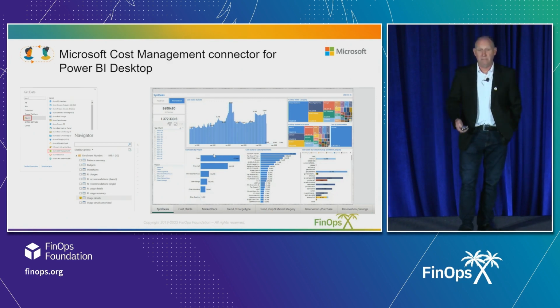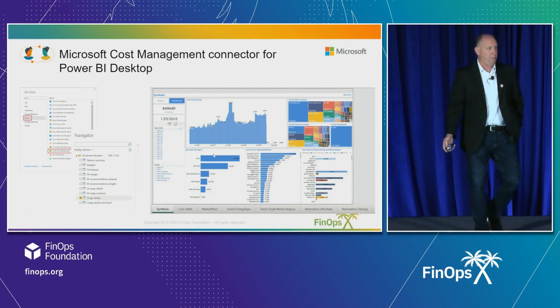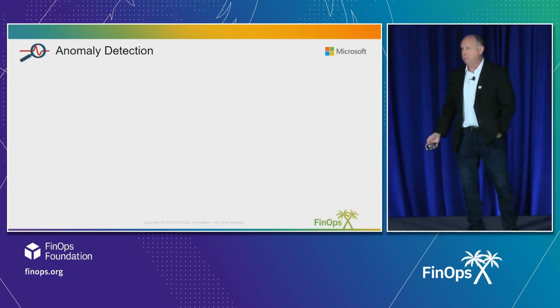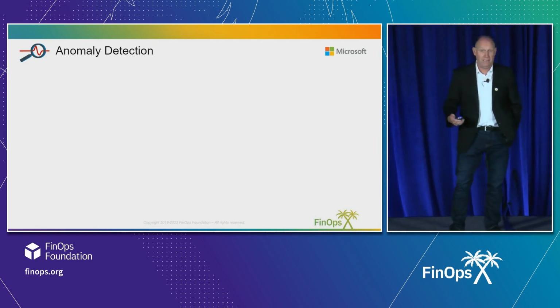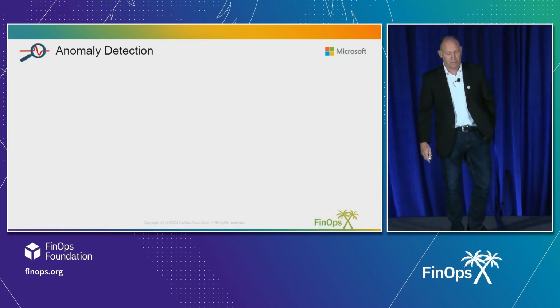But with all of that said, you don't want to manage your business just on hoping people look at reports and actually act when they need to act. We want to notify people. We want to let people know there's something they need to act on. And that's where we bring in anomaly detection.